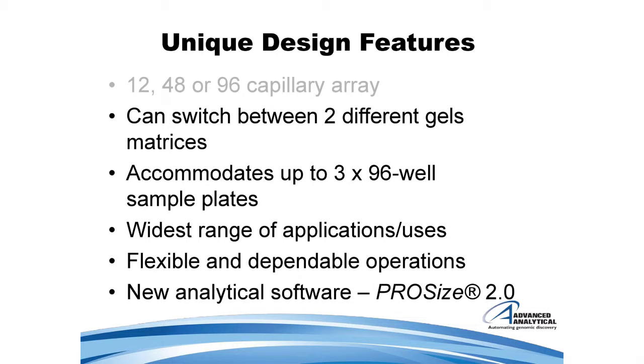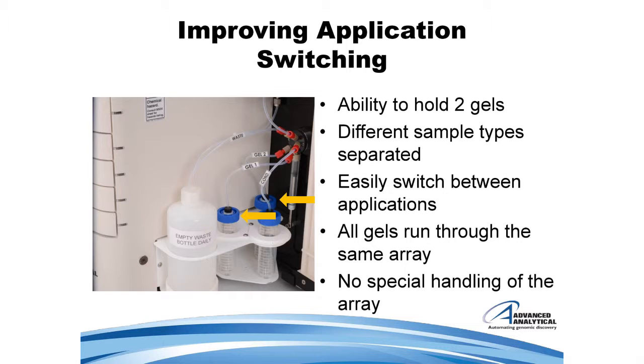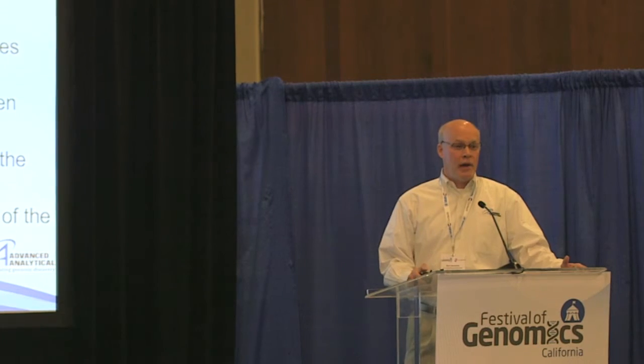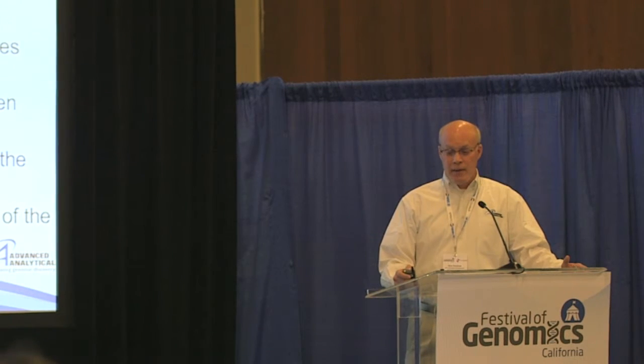One of the hallmarks of our instrument is the ability to switch between different gel matrices. Our instrument is the only instrument on the market that can actually hold 2 different gels, meaning different sample types can be separated, and you can easily switch between different applications, all by virtue of having those gels on our instrument. Now, all of the gels can run through all of our capillaries, so there is no need to switch the capillaries between runs. In fact, our arrays require no special daily handling or maintenance, unlike some of the lab-on-a-chip instruments.